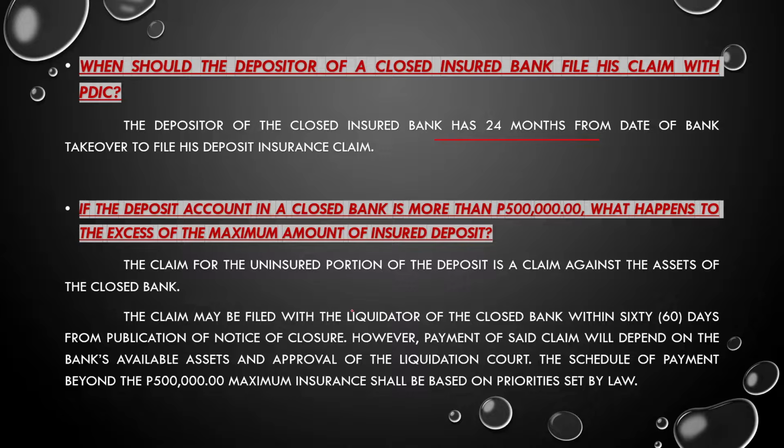Okay? So the claim may be filed with the liquidator of the closed bank. However, payment of said claim will depend on the bank's available assets and approval. So out of the 900,000, 500,000 is the insured amount, whereas the 400,000 is the uninsured amount. Sir, makukuha pa ba yung 400,000? Okay, so depende. Depende kung meron pang available na asset yung bank.